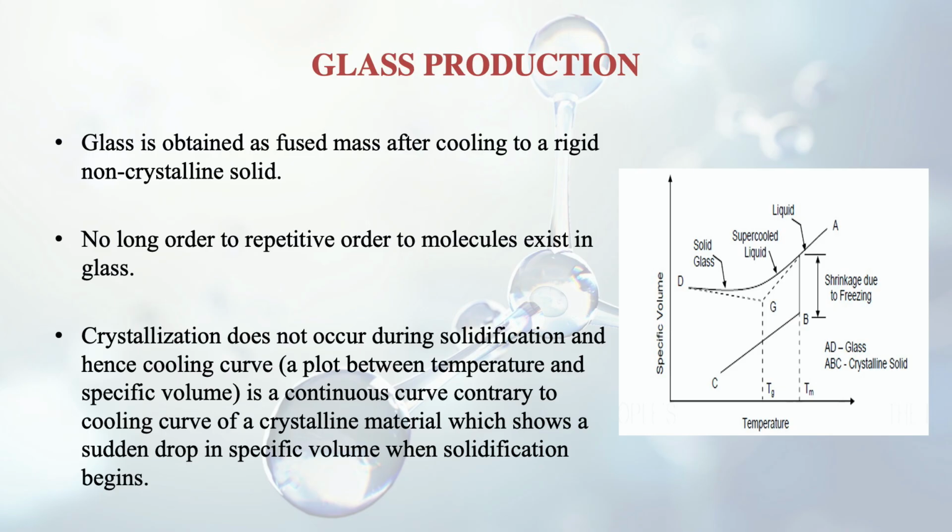But it is contrary to the cooling curve of a crystalline material, where you can see a sudden drop in specific volume. See, this graph is between the specific volume and the temperature. So you can see the other graph, the line BC. First of all, we started at point A, and when we moved along the upper line, then it suddenly drops from that line AD. The specific volume suddenly drops in case of crystalline materials, and it comes to the line BC. So that's why glass is different from these kinds of solids, where there is a sudden drop in specific volume.